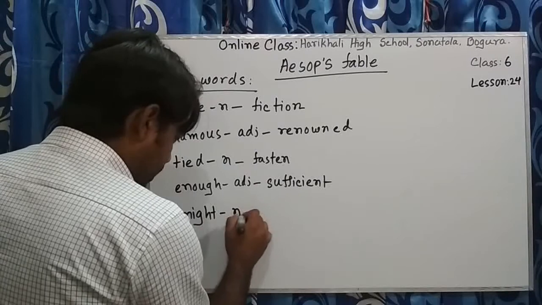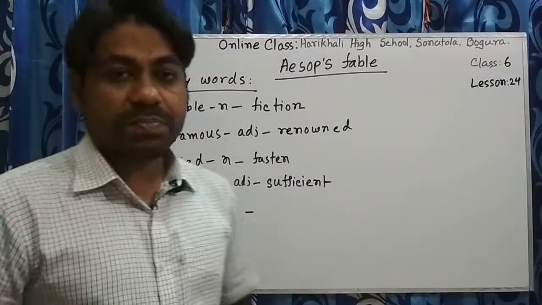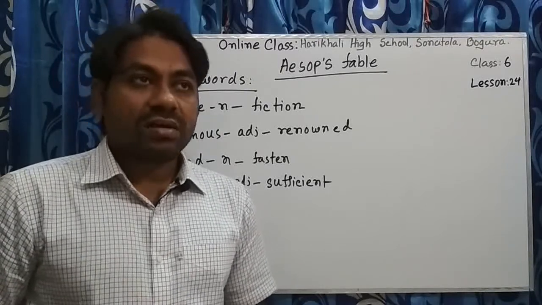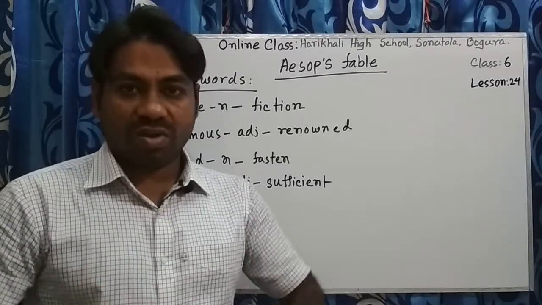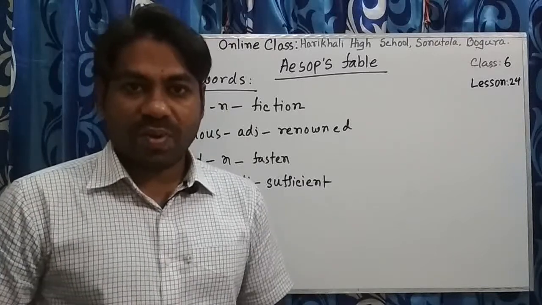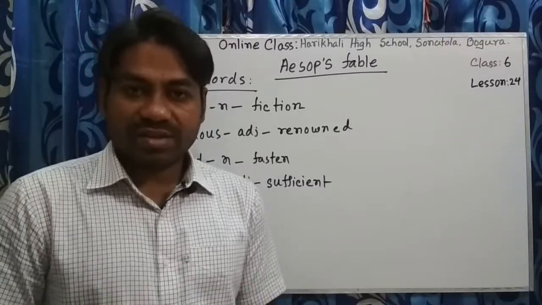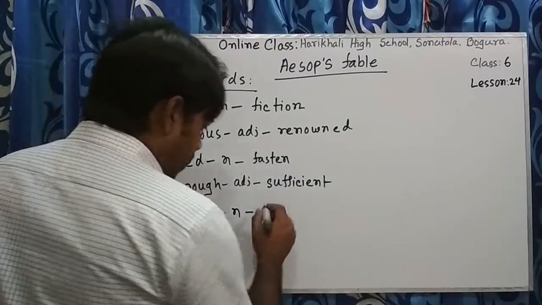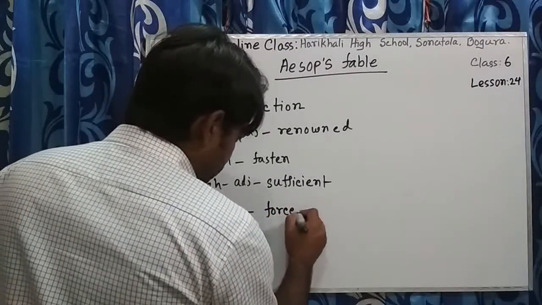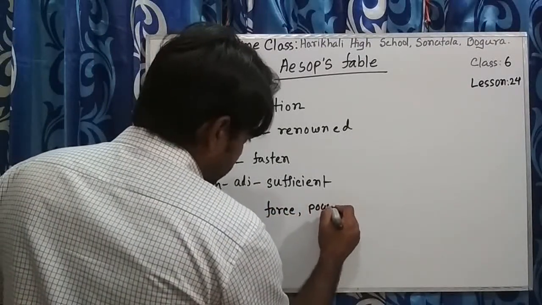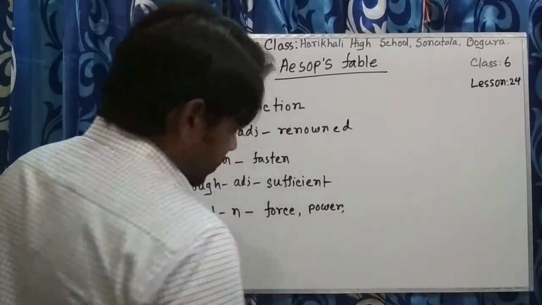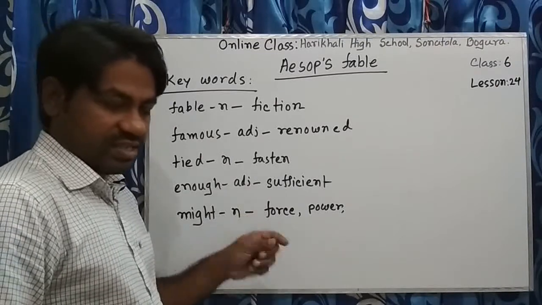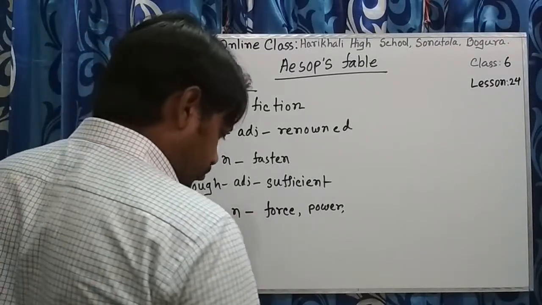Then might. M-I-G-H-T. Might. Might means power. Might means force. Might means you have a lot of energy, so you are powerful, you are mighty. So might means force, power. In this text, it is used as force.